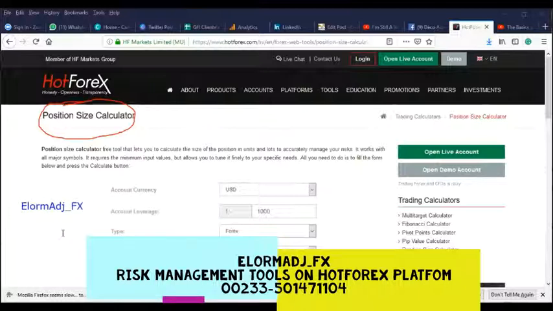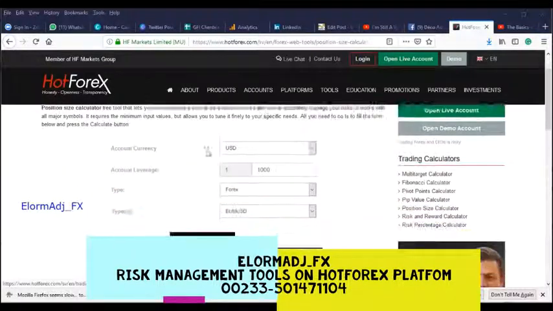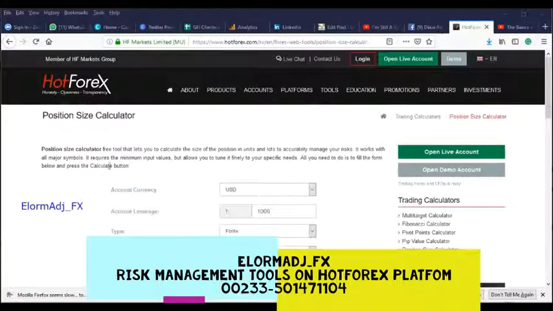Today, our topic is very brief. It's how to use these tools, how to use the position size calculator and the risk percentage calculator. So let's go. As you can see, the position size calculator is a free tool that lets you calculate the size of the position in units and lot size to accurately manage your risk. It works with all major symbols. It requires minimal input but allows you to fine-tune it to your specific needs. All you need to do is fill in the form below and press the calculate button.